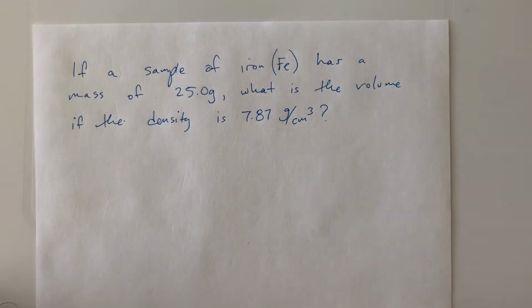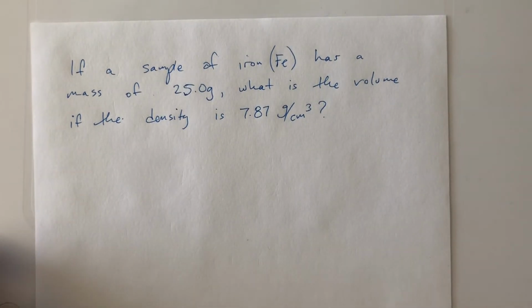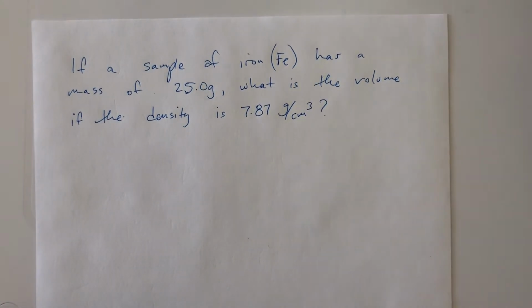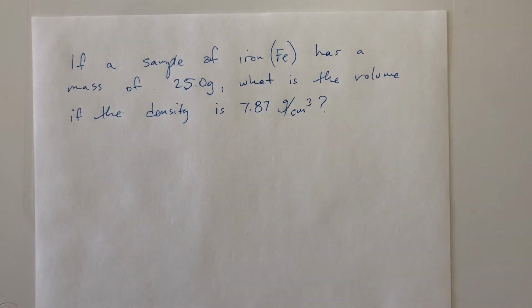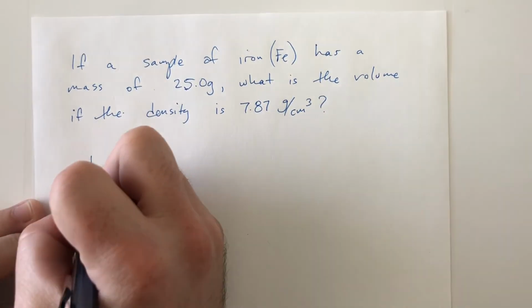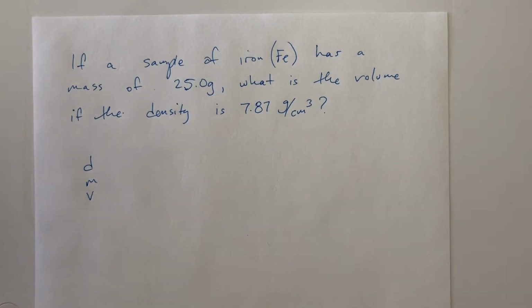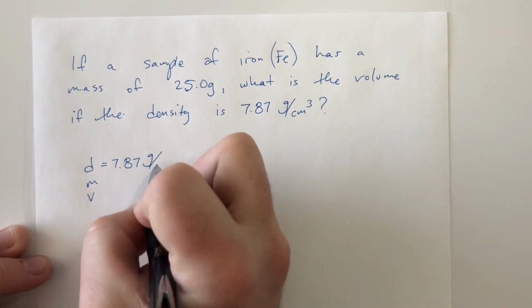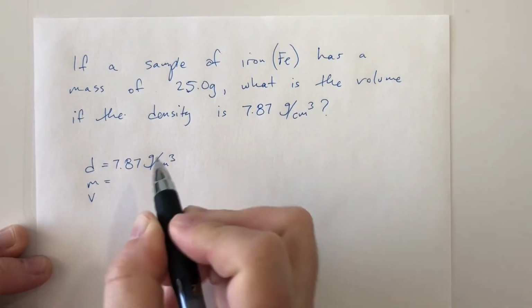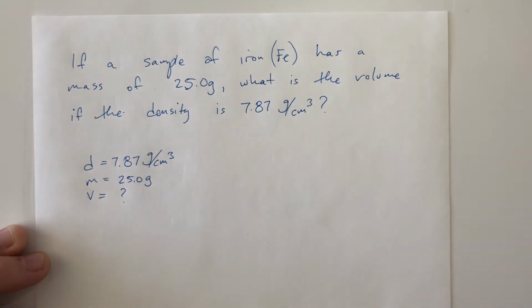Okay, this is sort of a word problem, and I learned over the years that my students absolutely hate word problems. What I'm going to ask you to do is basically, we know it's a density problem. These are the things we have to work with: D, M, and V. Let's figure out what those things are. We're not going to know all 3, but we can narrow down what we do and don't know. So the density is 7.87 grams per cubic centimeter. The mass is 25.0 grams, and the volume is what we don't know.